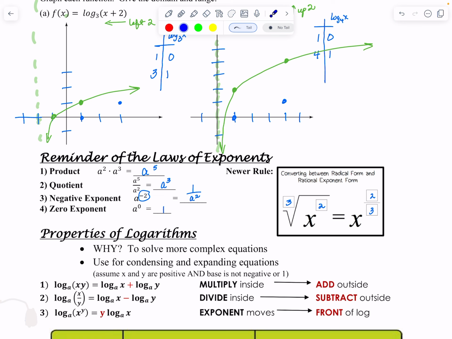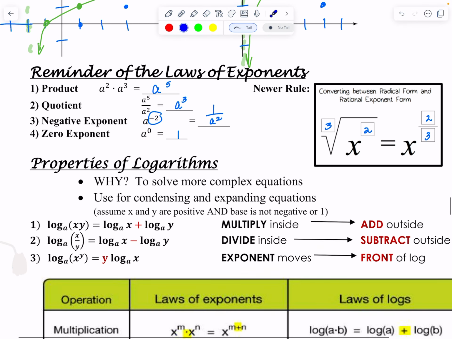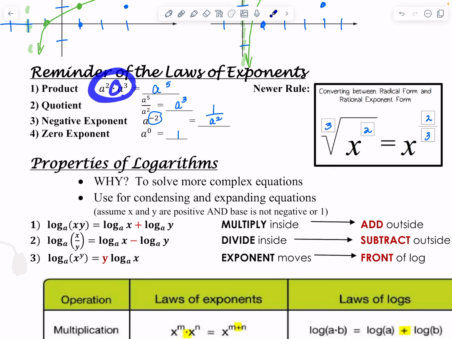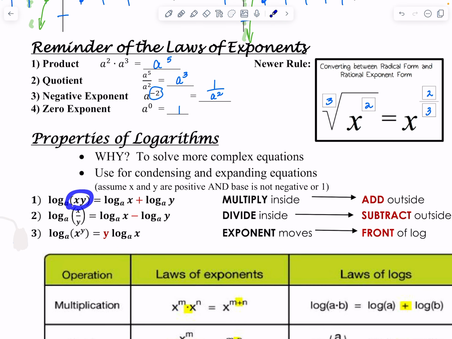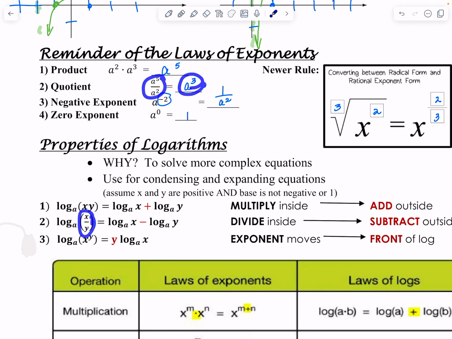Okay, so we're going to use these. So the first thing to note is that we're basically going to use this for my logs. Notice when it was multiplication, we added those together. So we're going to do the same thing. If you have multiplication, we can separate the logs and put an addition. So if you have multiplication inside, we are going to separate it. If you have division, remember in division, we subtracted. So that's what we're going to do. If you see a division, you're going to subtract.